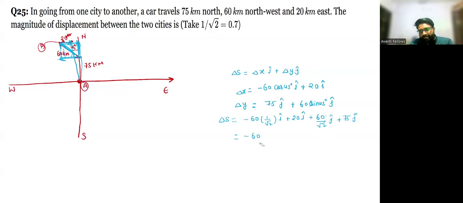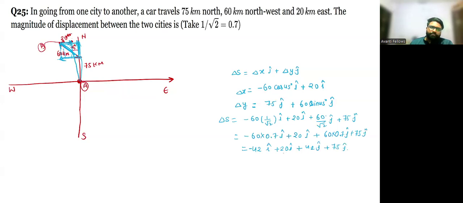60 into 0.7 I cap plus 20 I cap plus 60 into 0.7 G cap plus 75 G cap. Now this will become 642 minus 42 I cap plus 20 I cap. This will also become 42 G cap plus 75 G cap.